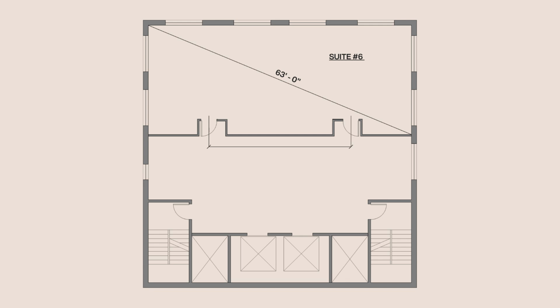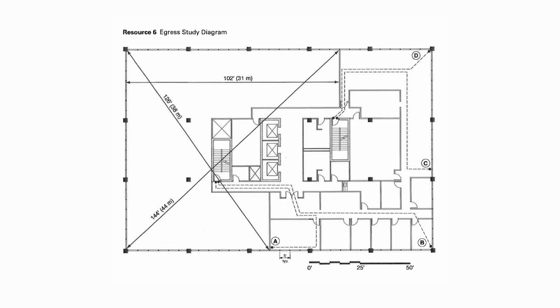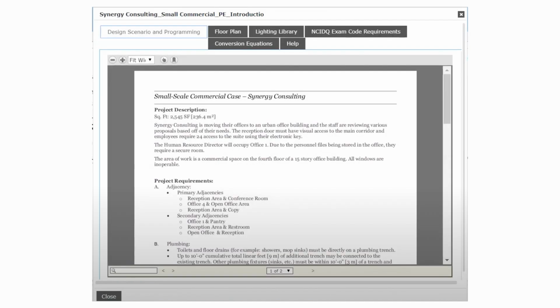If this were a sprinklered building, our 2 exits would be 1/3 of the diagonal dimension distance apart from each other, or 21 feet. On the practicum exam, you will most likely receive a floor plan like this, showing exactly what that diagonal dimension is. And to find whether or not a building is sprinklered or not, look in the project case study description, as this is where you will most likely find that information.